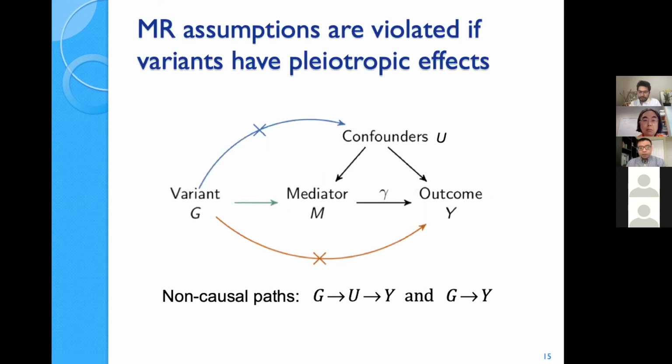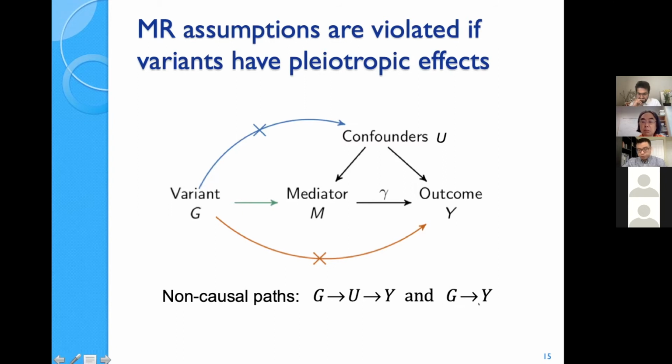But the challenge of using MR in more general settings is that these assumptions are often violated, and these violating variants have what we call pleiotropic effects. Our key assumption is that the variant cannot affect its confounders directly, and the variant cannot affect Y directly without going through the mediator. Let's imagine the variant acts on something else which affects, say, type 2 diabetes risk. If this pleiotropic effect happens, that violates the MR assumption and creates non-causal paths. In other words, G can affect U, which affects Y, or G affects Y directly, okay?